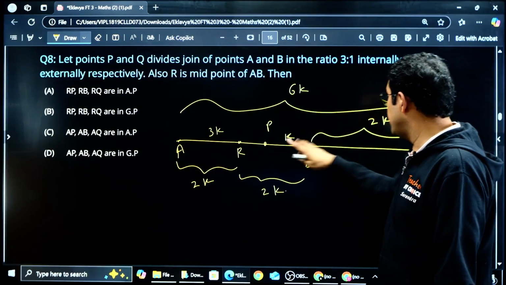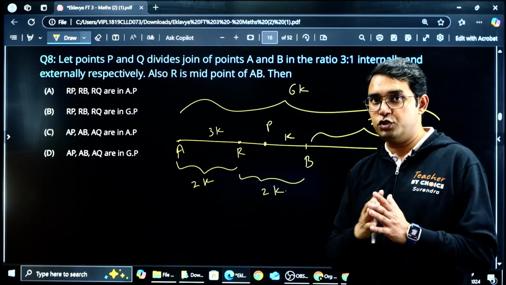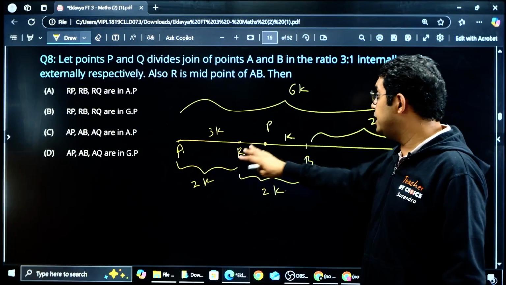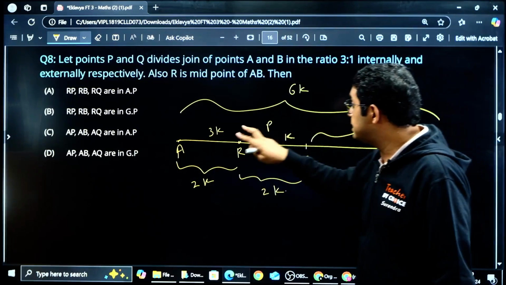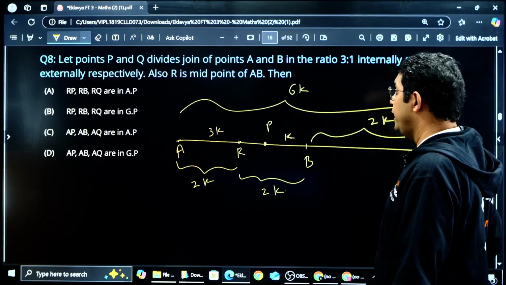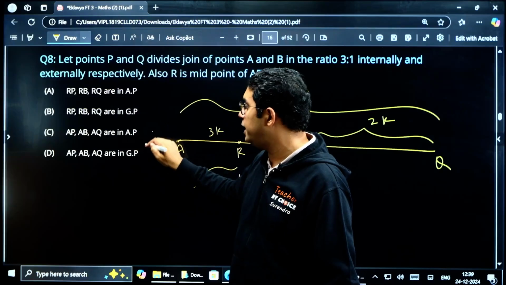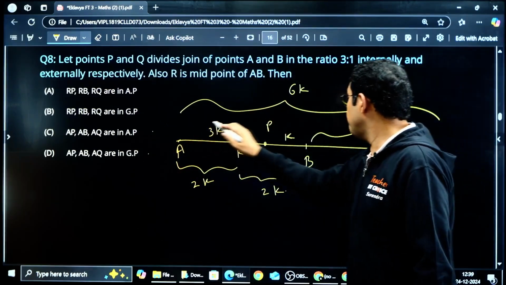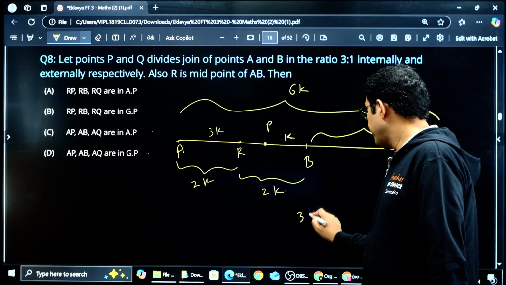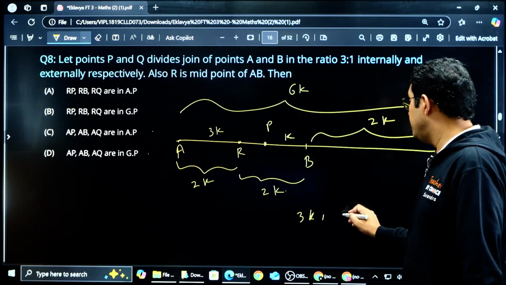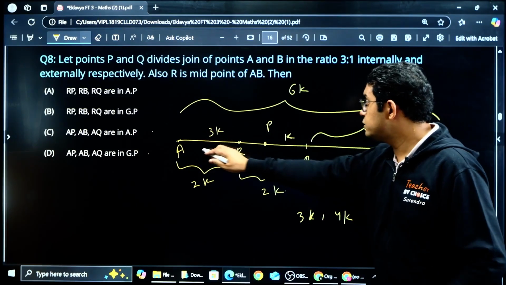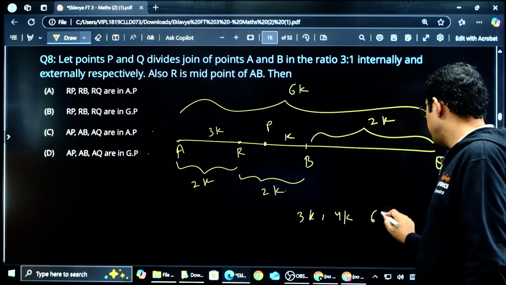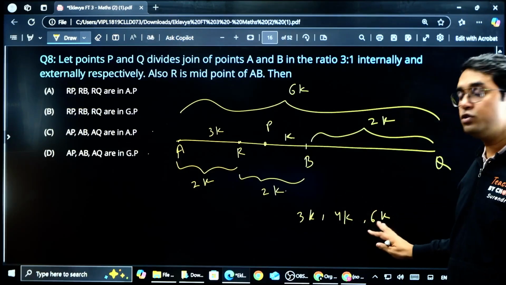Whenever you have 2 points like P and Q dividing AB in the same ratio, internally as well as externally, then the distances AP, AB, AQ, which they are asking in options C and D, are always in HP. You can check it here also. Distance of AP is 3K. Distance of AB is 4K. Distance of AQ is 6K.